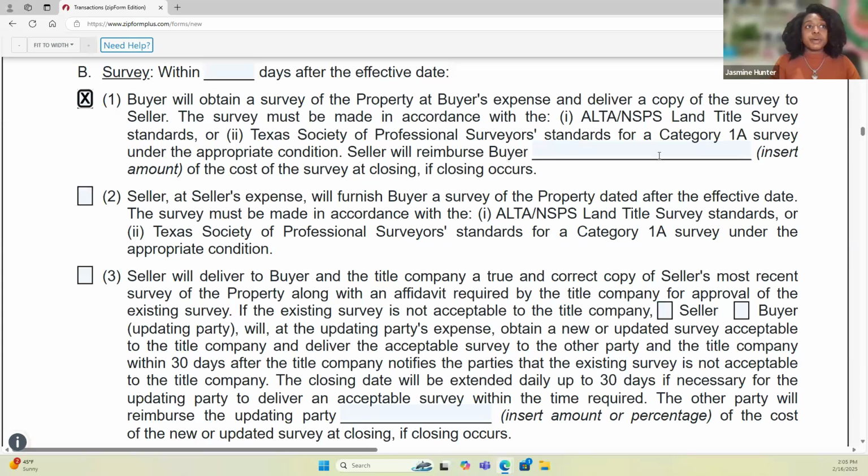The seller will reimburse the buyer this amount of money. Basically, what they're saying is a lot like what we do on the residential side. Again, I will pay for your staging. I will pay for your photography. I will not pay for that.